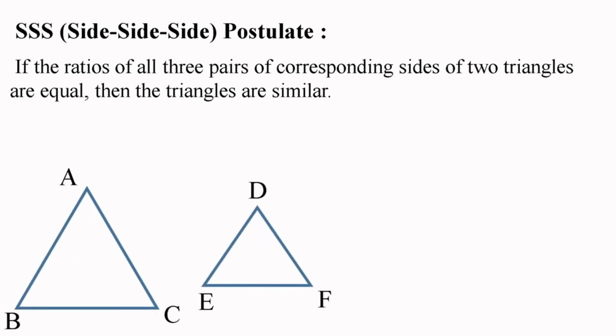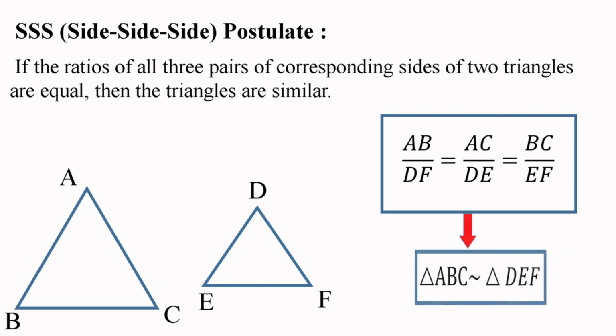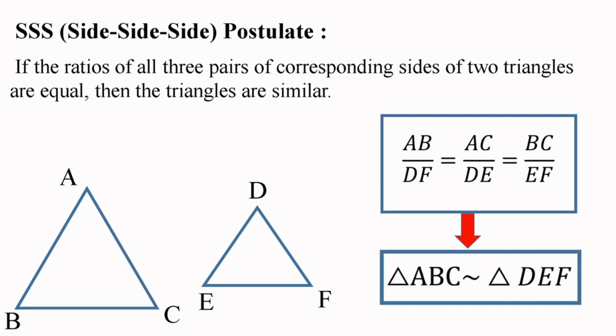Look, I have A, B, C, and D, E, F. Both of them are triangles. And if I prove that the ratio of corresponding sides are equal to each other, for example, AB divided by DF is equal to AC over DE and BC over EF, they are equal and they are in proportion, then I can realize based on SSS method, the triangle ABC is similar to triangle DEF. Okay, let's solve an example about it.